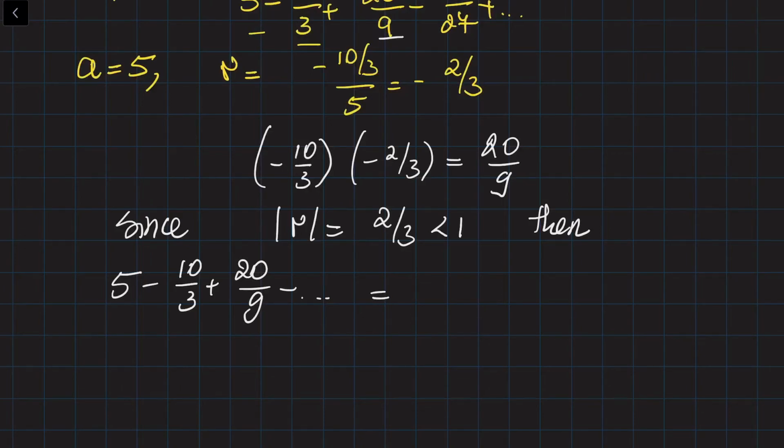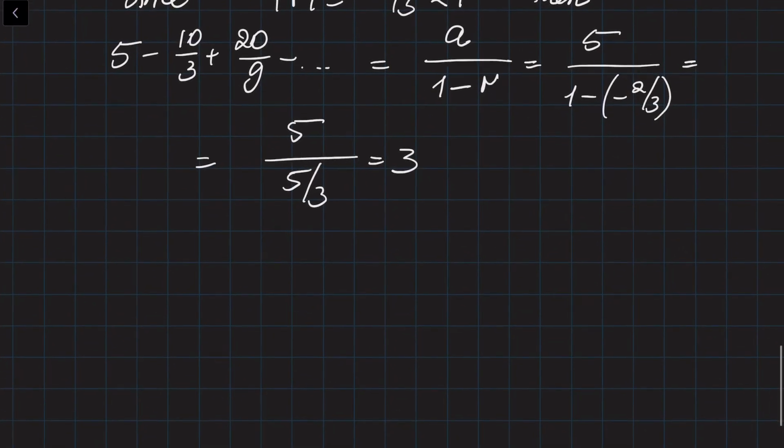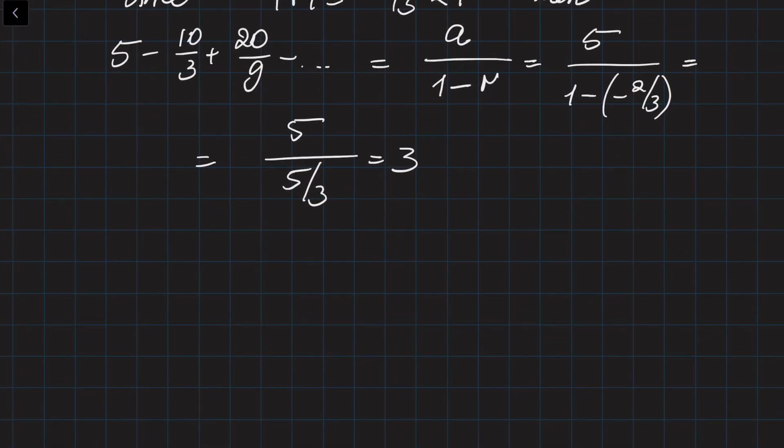is going to be equal to the first term, 5, or let me write down the formula: the first term divided by 1 minus r. So it's going to be 5 divided by 1 minus 2 over 3, right? So it's going to be equal to 5 divided by 5 over 3, which is simply 3. So the sum of the series is going to be equal to 3. It is very easy to calculate the sum of the geometric series when we know the first term and the common ratio. So let's do a couple more examples.